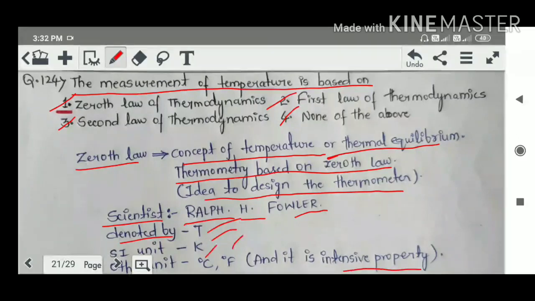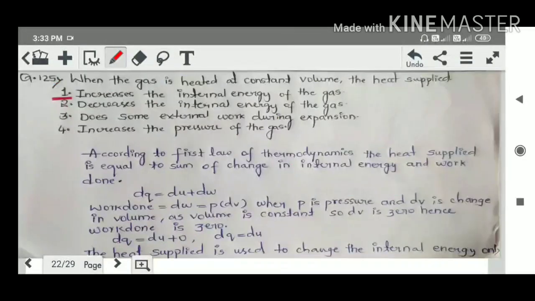You need to remember all this. Okay friends, let's move on to question number 125. When the gas is heated at constant volume, the heat supplied is: the options are increase the internal energy of the gas, decrease the internal energy of the gas, does some external work during expansion, increase the pressure of the gas.